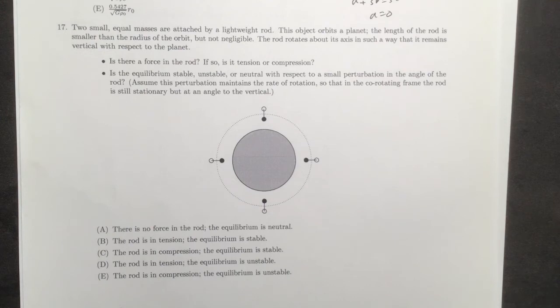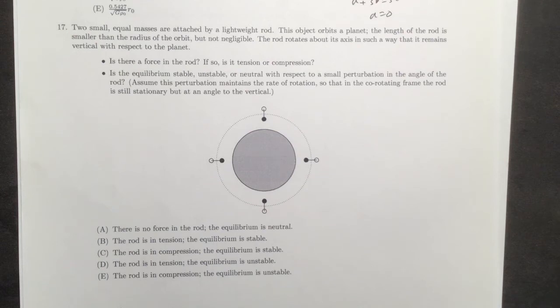Assume the perturbation maintains the rate of rotation, so that the co-rotating frame of the rod is still stationary, but at an angle to the vertical. So first, is there a force in the rod? Well, one of the masses has a higher radius than the second mass, so there is less gravitational attraction to it. And since they all have the same angular velocity, the mass on the outer radius experiences a higher centripetal force. So of course, there is a tension in the rod.